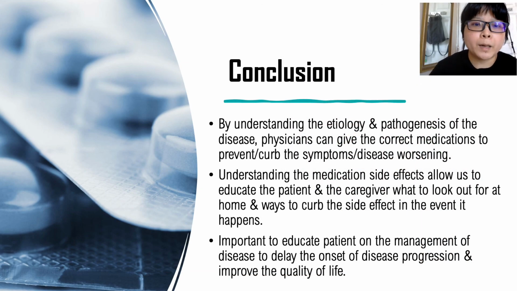Conclusion: By understanding the etiology and pathogenesis of the disease, physicians can give the correct medication to prevent and curb the symptoms and disease worsening. Understanding the medication side effects then allows us to educate the patient and the caregiver on what to look out for at home and ways to curb the side effects in the event it happens. It is very important to educate patients on the management of disease to delay the onset of disease progression and improve the quality of life.